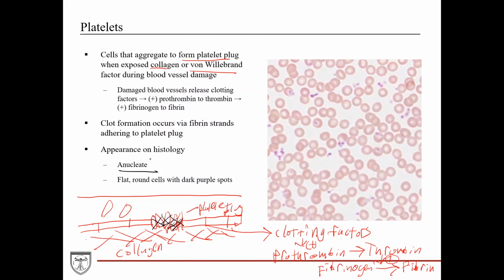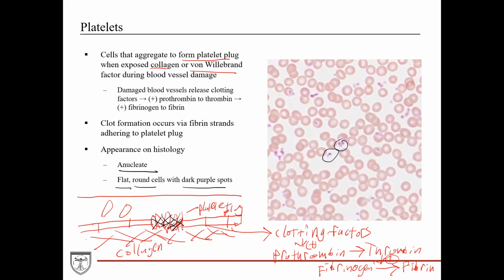So these are anucleate. So like red blood cells, they don't have nuclei. They're flat, round cells. Sometimes they're elongated like I drew here, and they'll have dark purple spots. So you can see them here. Here's a great example. These are not nuclei. These are just cell fragments, and then they can also be granules that'll help mediate blood clotting.